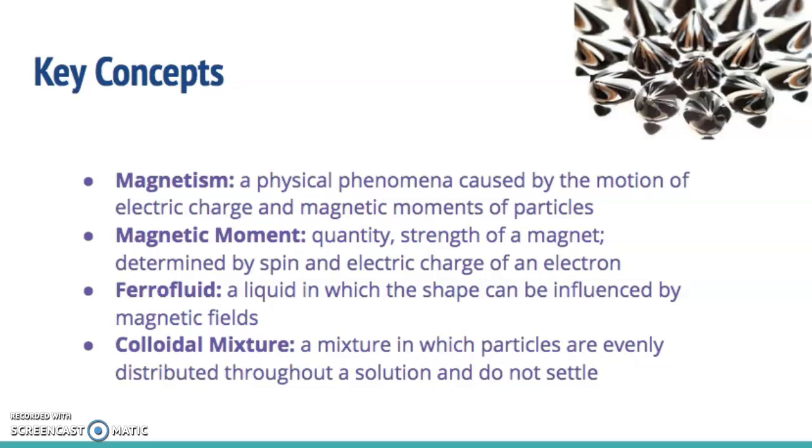We also need to know what a ferrofluid is. We will be creating our own ferrofluid in this experiment. This is a liquid in which the shape can be influenced by magnetic fields. So it is a liquid that can be acted upon by magnetic fields. And then we also need to know what a colloidal mixture is. This is a mixture in which particles are evenly distributed throughout a solution and they do not settle over time. So they stay evenly distributed.